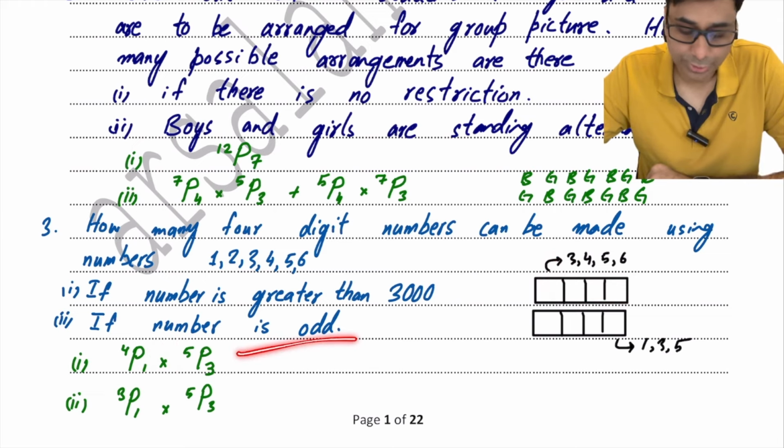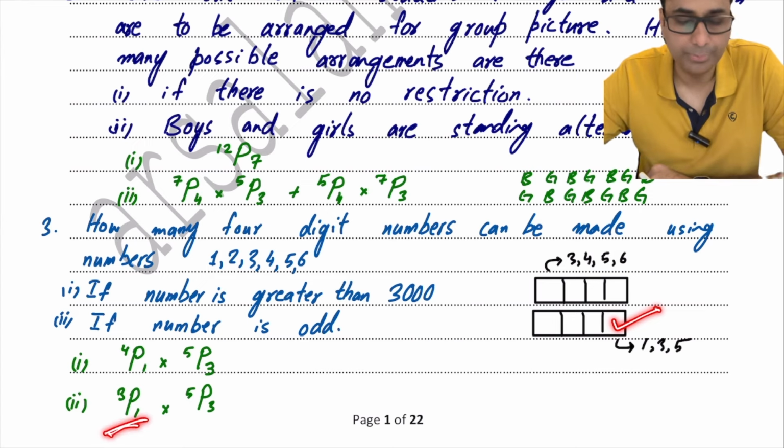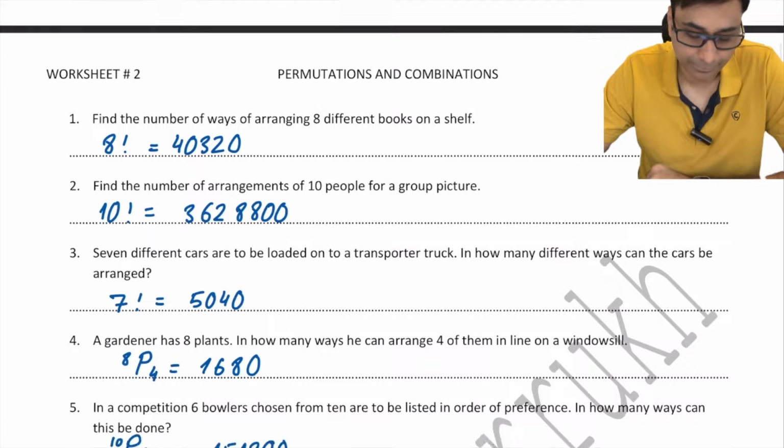Similarly, if the number has to be odd, then my last digit has to be either 1, 3, or 5. To make sure that the last digit is 1, 3, or 5, that's going to be 3p1 ways. And once you've done that, obviously the rest of the 3 slots could be filled in by any number, and that's going to be 5p3.